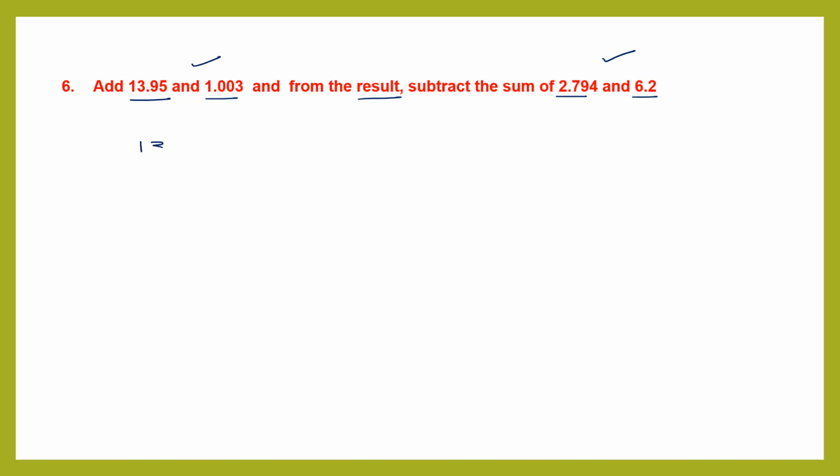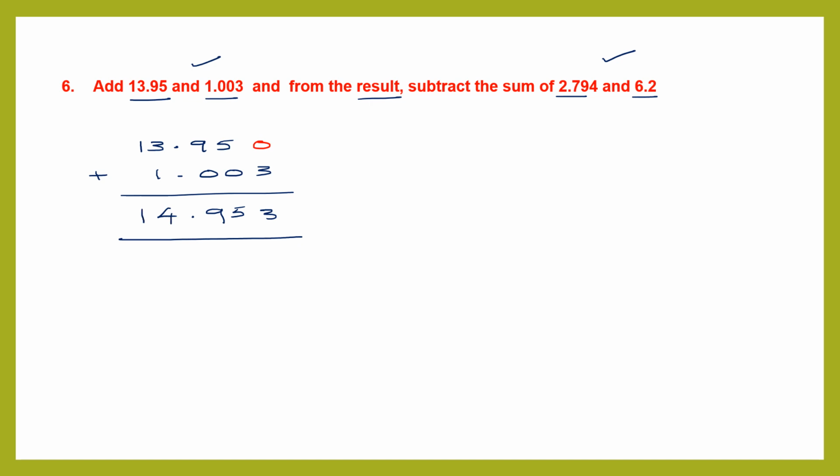First thing is 13.95 and 1 point. So arrange it properly. 1.003. So we are going to add up these two numbers. Let's make them like decimals. 0. Now they are like decimals. Now 0 plus 3 is 3, 5, then we have 9, then we have 3 plus 1 is 4, and we have 1 here, 14.953.